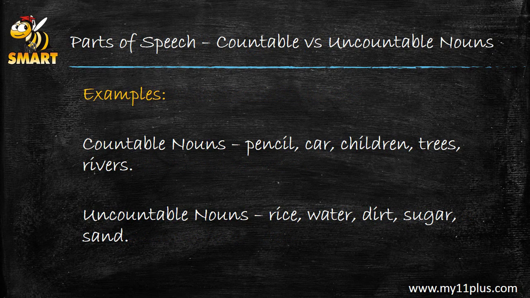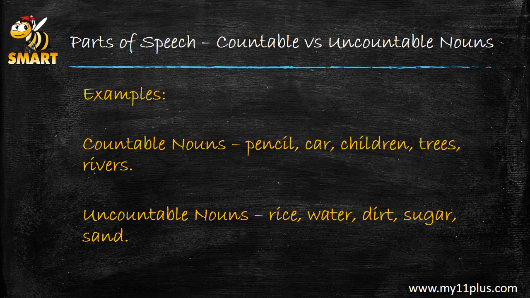And again, examples of those. For countable nouns, we have things like pencil, car, children, trees, rivers. And if you want to know if a noun is countable or not, can you say 4 pencils, 5 trees, 20 rivers, 250 children? Since we can, those are countable nouns.